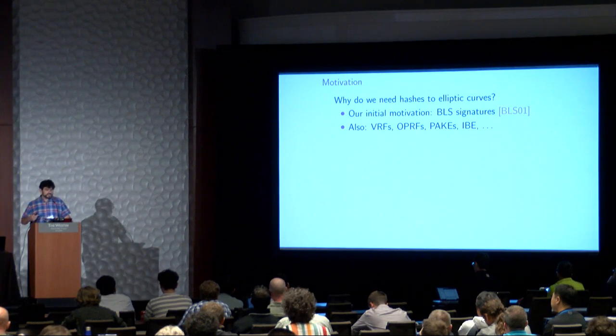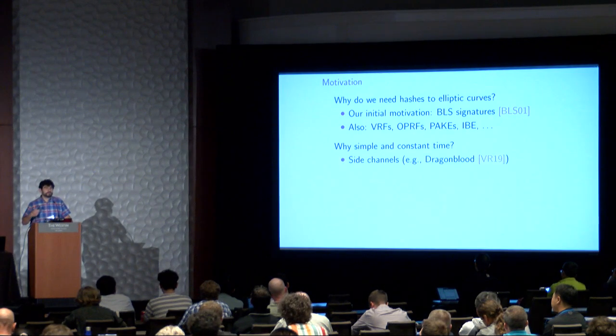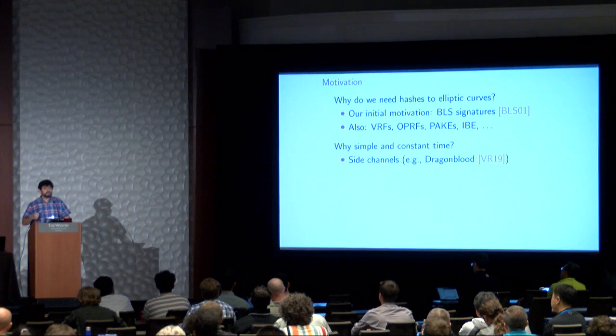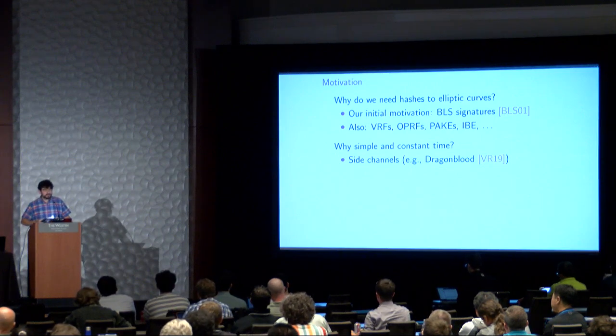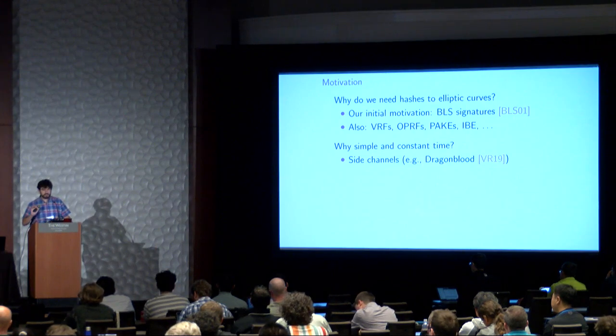So if we're going to use these things, then it's no surprise that we want them to be fast, right? And probably it's also no surprise that we want them to be constant time, because we all know that side channel attacks can be devastating. We have whole sessions on it here. Just to give one recent example, one of these Dragonblood attacks against WPA3 was precisely because of non-constant time hashing to elliptic curves. But what about simplicity?